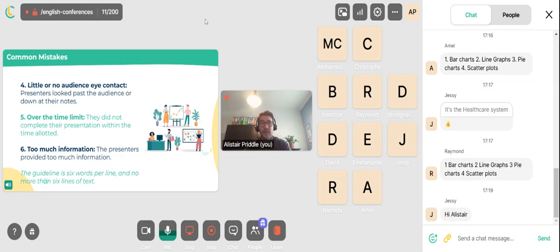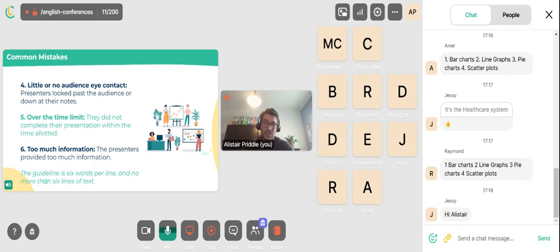Number 4, little or no audience eye contact. Presenters look past the audience or down at their notes. This is a common mistake. Number 5, over the time limit. They did not complete their presentation within the time allotted. This, you've guessed it, is a common mistake.